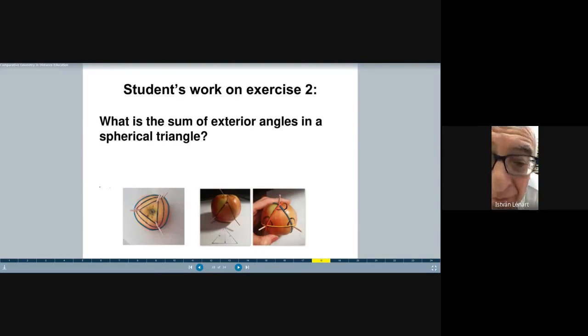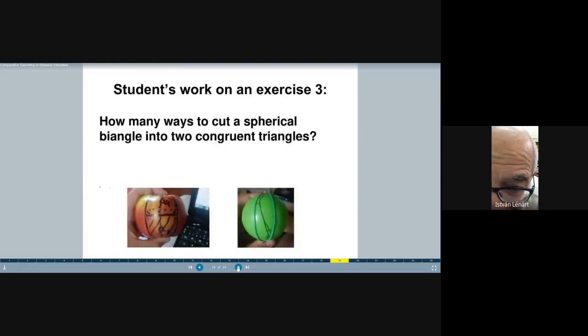Next one, the exterior angles of a triangle. Also, as you see, a very nice experiment on an apple with marker, with toothpicks, and so on. Go up, please. Next one.